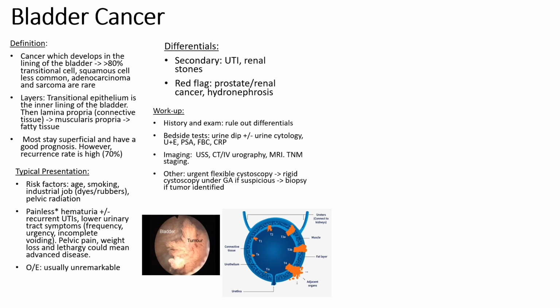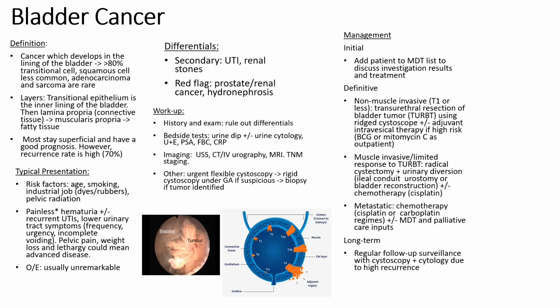Like most cancers, again, our initial management should be to add the patient to the MDT list, where all the investigations are discussed to come up with the best management plan. If the tumor is not invading the muscular layer, the patient will be managed with a transurethral resection of bladder tumor, or TURBT, using a rigid cystoscope. The specialist will also consider adjuvant intravesicular injections of BCG or mitomycin in this case.